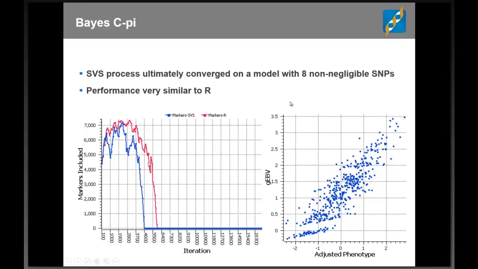And comparing here, you see the curves are not identical, but again, there's a randomness incorporated into the process. We don't expect them to be exactly identical, but both SVS and R, as we compared them, converge on a similar set of markers. And like we saw with GBLUP, there is a fairly strong linear correlation between the observed phenotype. Here it's been standardized, but it's still the observed phenotype compared with the breeding value.